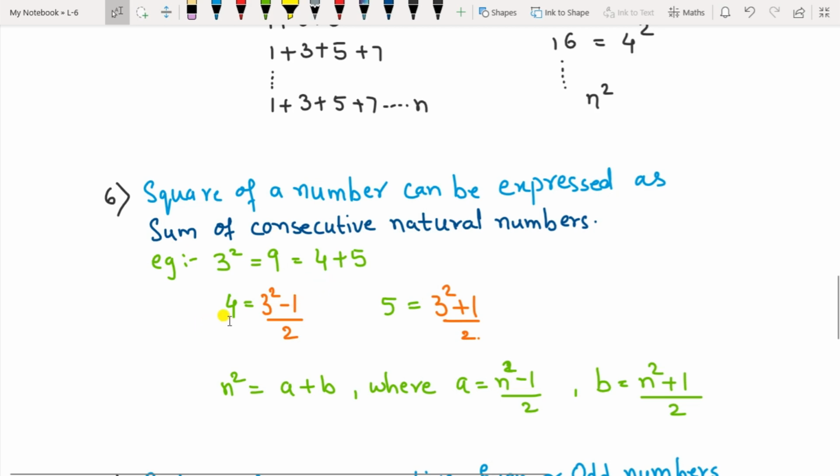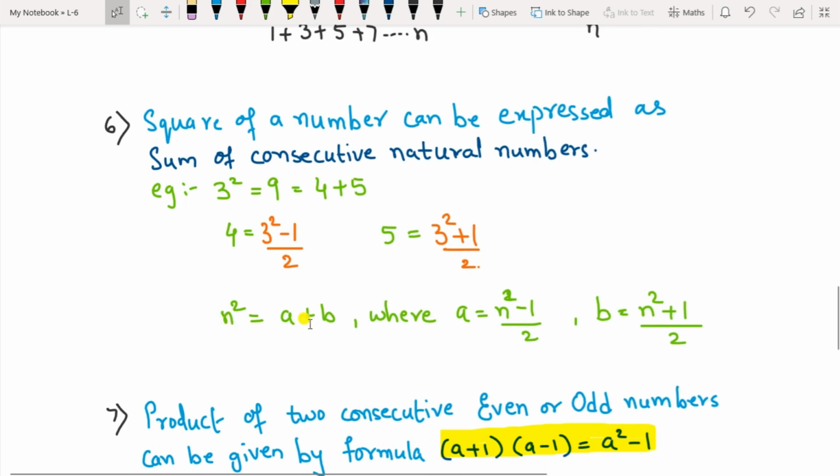So 4 means (3 square minus 1) upon 2, and 5 can be written as (3 square plus 1) upon 2. So in general the formula becomes n square equal to a plus b, where a equals (n square minus 1) upon 2 and b equals (n square plus 1) upon 2. This type of number should be there, then only we can get the 3 square or n square. So these a and b are two consecutive natural numbers.